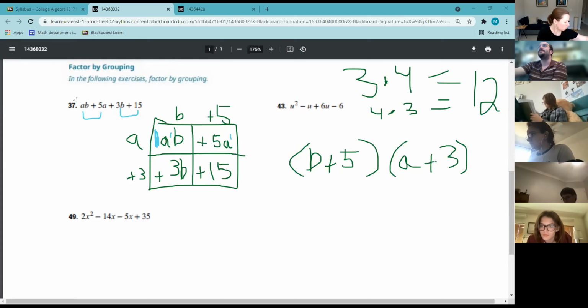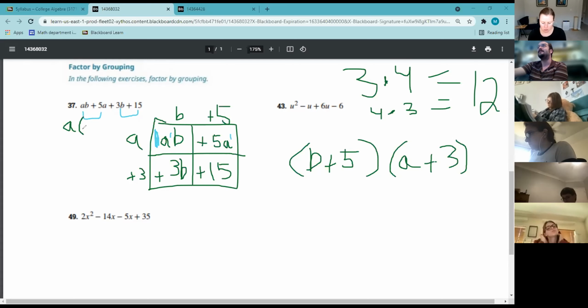So if you don't want to do the box, right? We're looking at A, B, and 5A, and you might notice the parallels to the box over there, but we're going to pull out A from these two things, and we're going to factor it out as what? B plus 5? B plus 5, yeah.